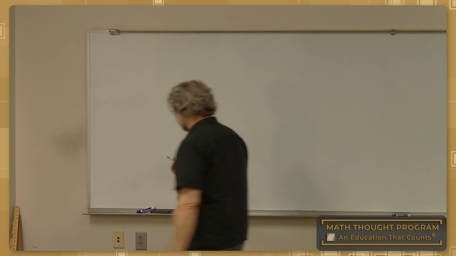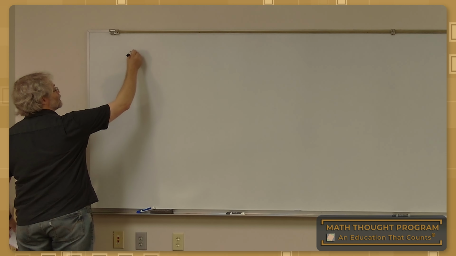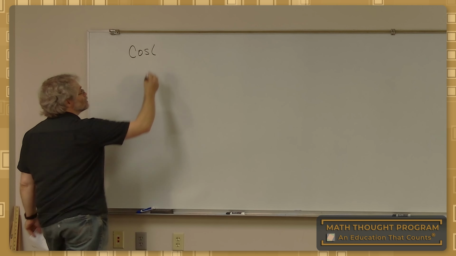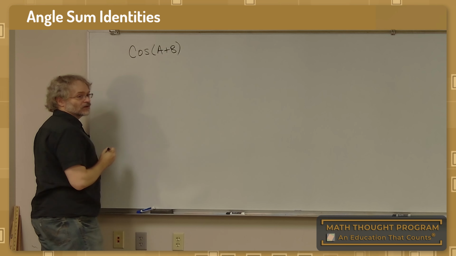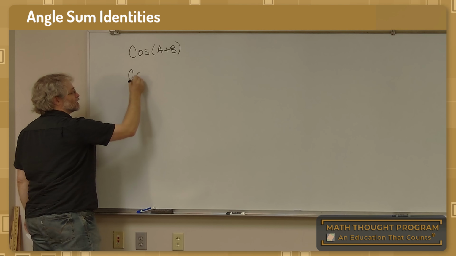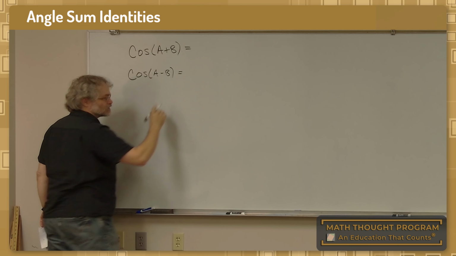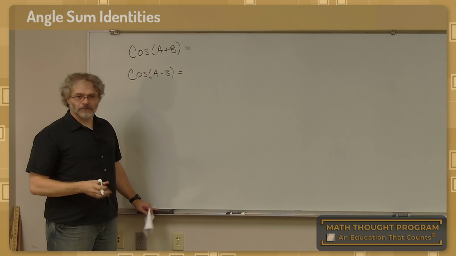All right, let's jump right back into it. And last time, we made some really interesting discoveries with the angle sum. So we have cosine of a plus b, and also cosine of a minus b. And you guys remember what happened here with the cosine?